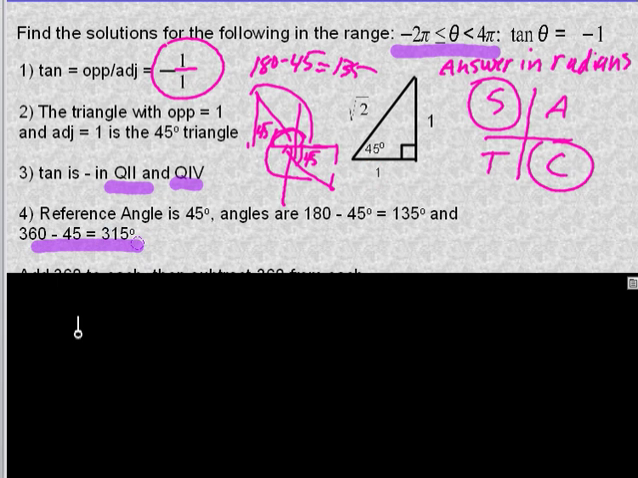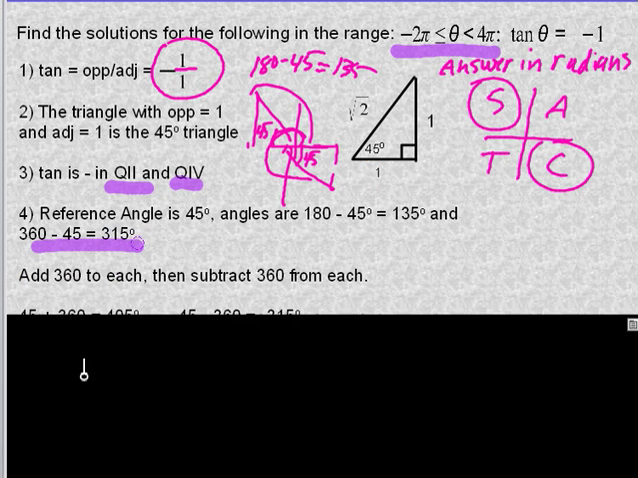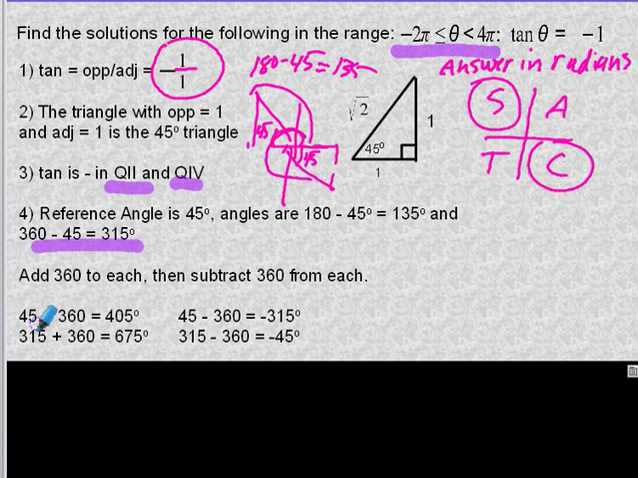I'm going to take those and add and subtract 360 from both. So 45 plus 360 is 405. 45 minus 360 is negative 315. 315 plus 360 is 675. 315 minus 360 is negative 45.